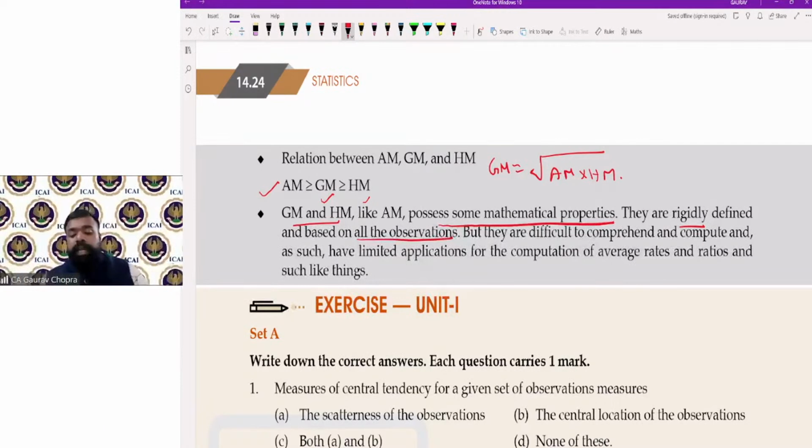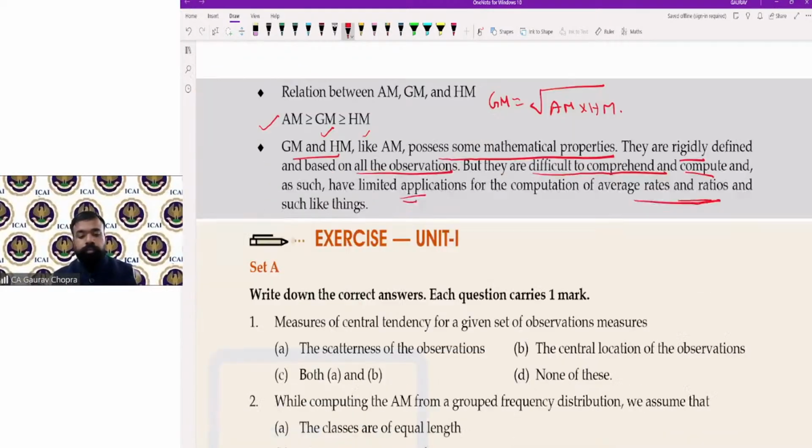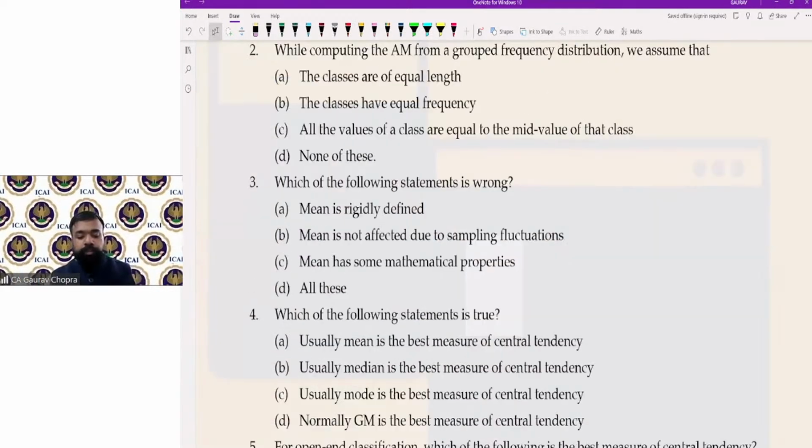Now GM and HM are known to be difficult to comprehend and compute. इसको सॉल्व करना थोड़ा मुश्किल माना जाता है इसकी कैलकुलेशंस टिपिकली. And they also have limited application. उसका यूसेज, उसका एप्लीकेशन बहुत कम है. मेनली कहां पर आता है? एवरेज रेट्स, एवरेज रेशियोज निकालने में काम आता है. ओके. So this was the summary portion.